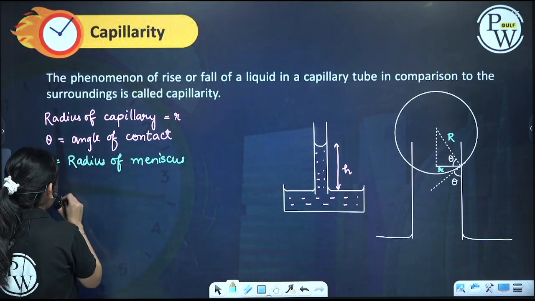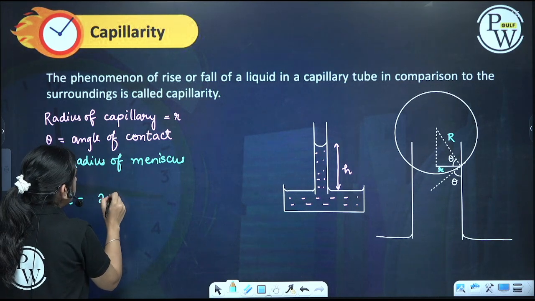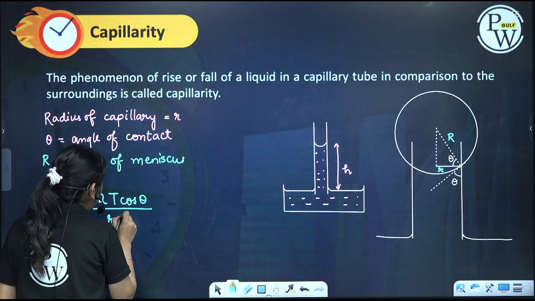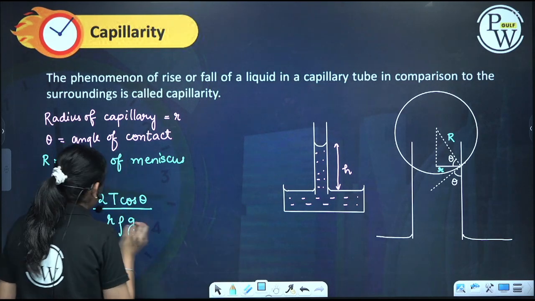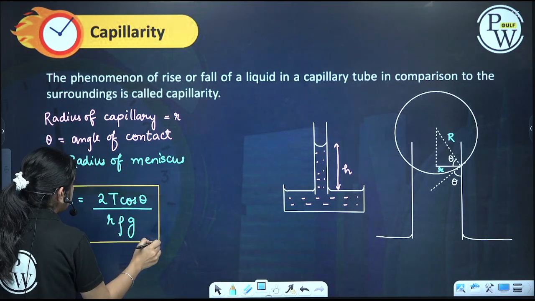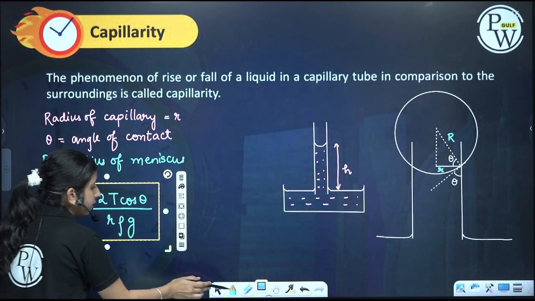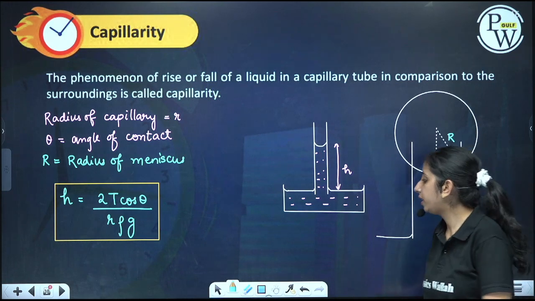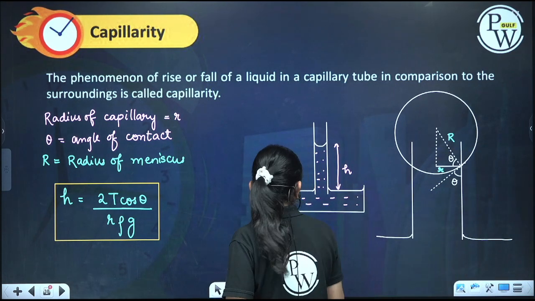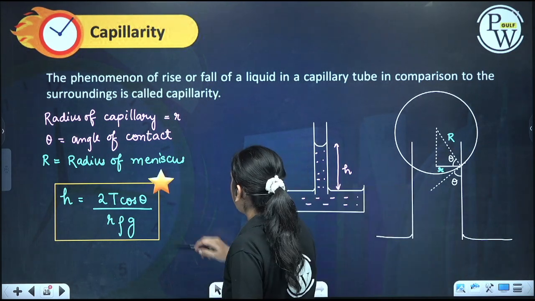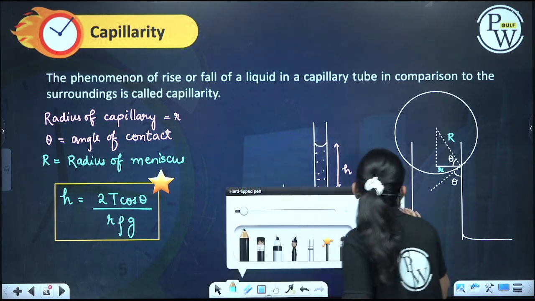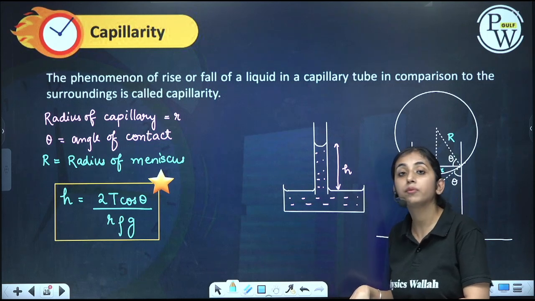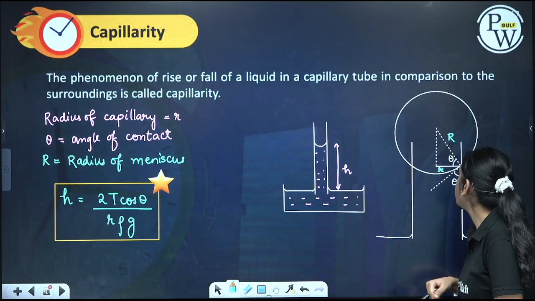Then the height h is given by 2T cos theta divided by r rho g. This height up to which the liquid will rise in the capillary of radius r is equal to 2T cos theta by r rho g. This is very important. Here r is the radius of the capillary, not the radius of the meniscus.